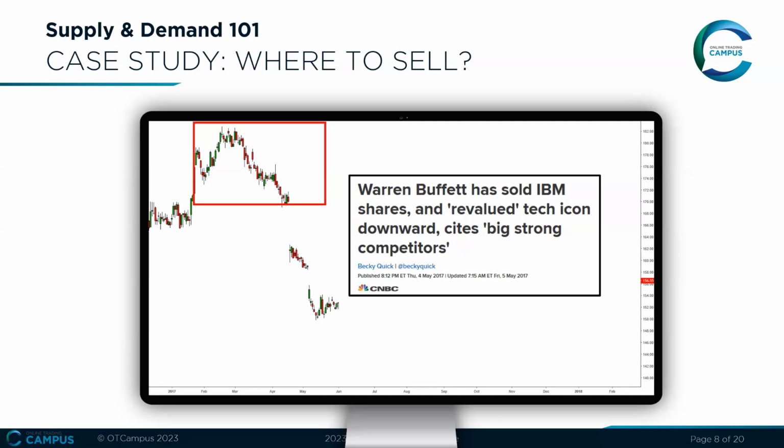So Warren Buffett sold a third of his shares of IBM, and as a result, what he creates is a massive imbalance in the market. As you can see, price really declining thereafter from the beginning of the year.